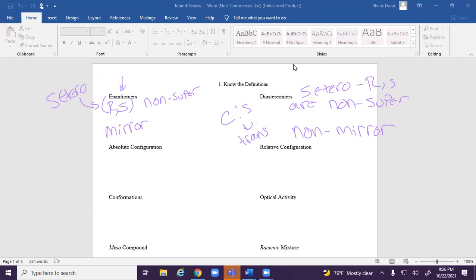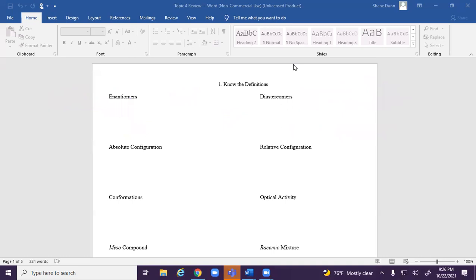Here's the best way to think about it. Those are the definitions he's going to quiz you on. If I have an R, the enantiomer is S. If I have an S, the enantiomer is R, right? Diastereomers: if I have RR, the diastereomers will be RS or SR. It's any combination that is not the exact opposite, correct?